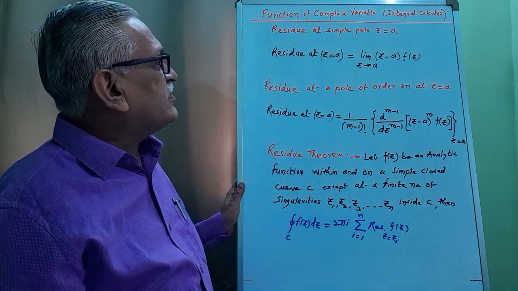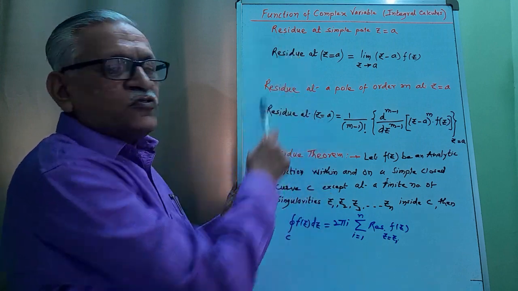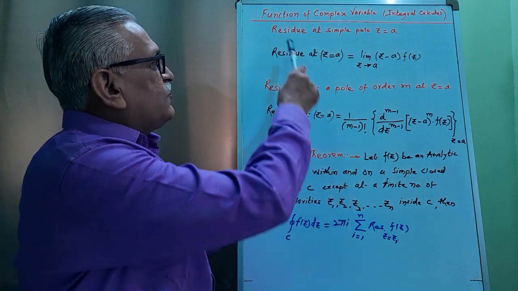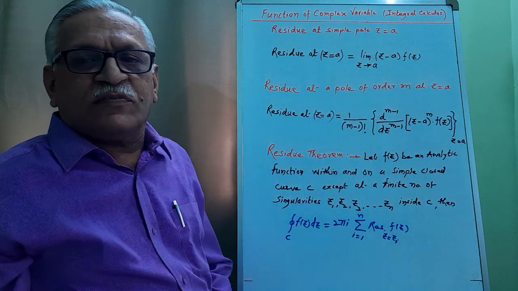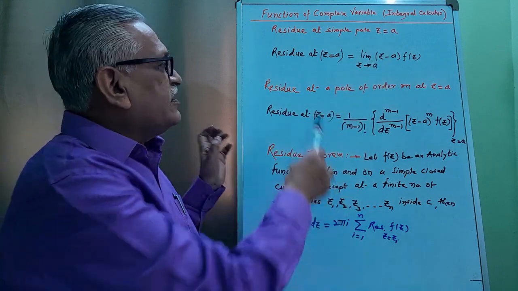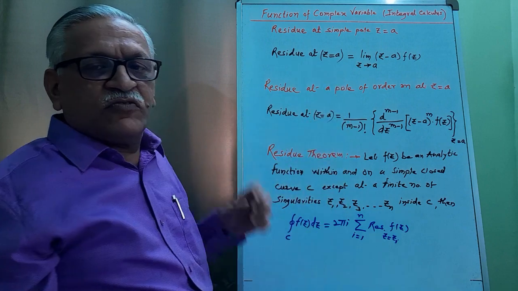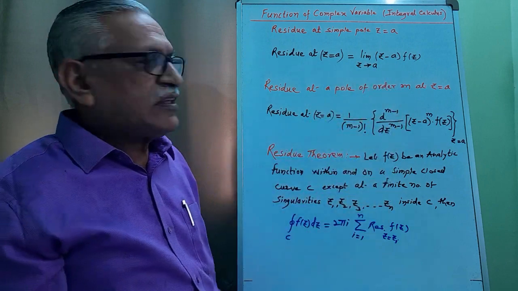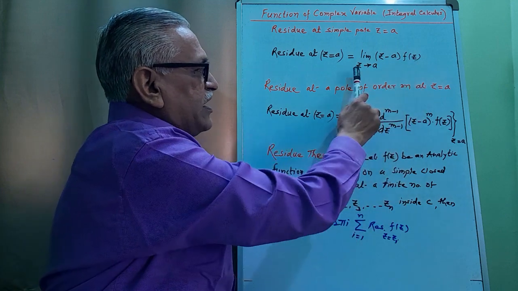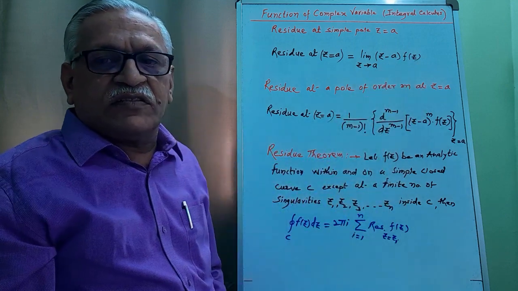Let us define the residue. There are two formulas to find the residue. The first one: if it is a simple pole at the point z equals a, then the residue at that point z equals a is given by the limit of (z minus a) multiplied by f(z) as z tends to a. This is the first formula.